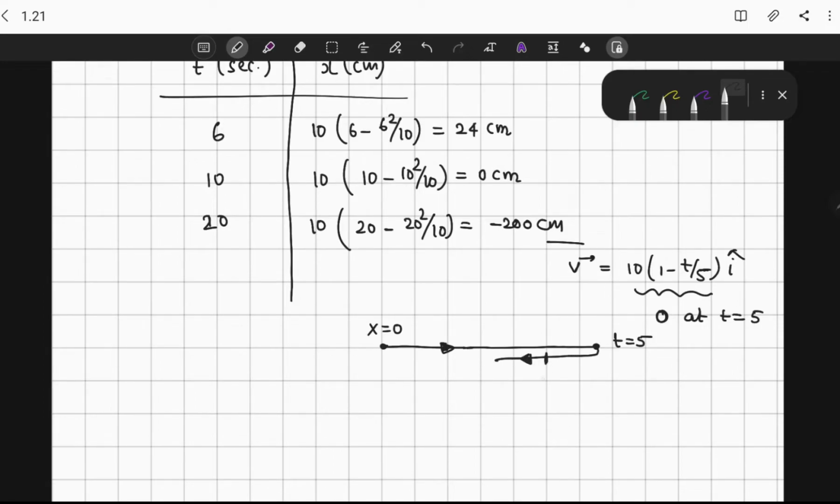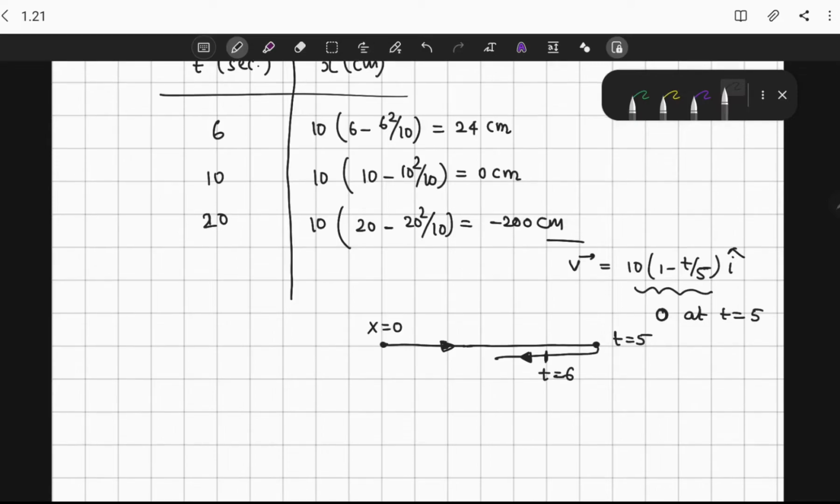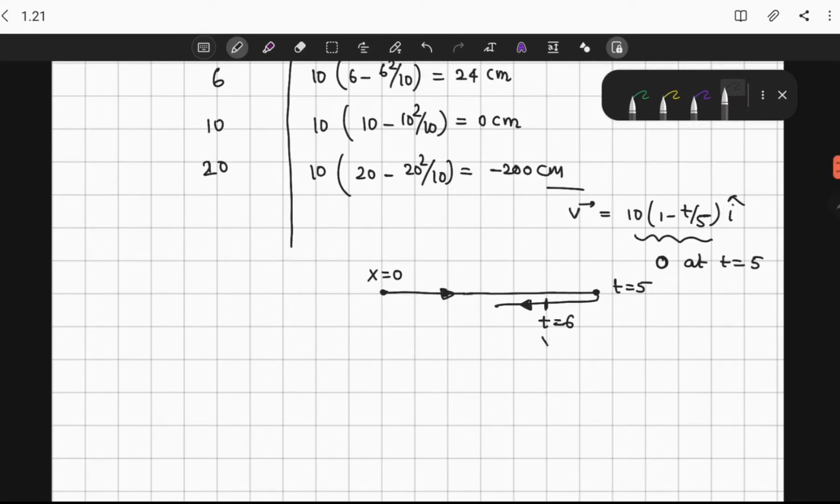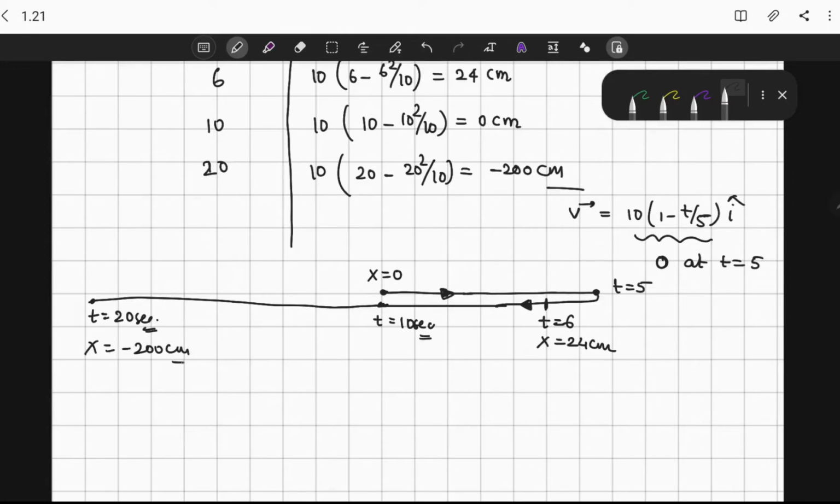At the time instant of t is equal to 6 seconds, it will be at the position of x is equal to 24 centimeter, and at the time instant of t is equal to 10 seconds, it will reach its initial position, and then at the time instant of t is equal to 20 seconds, it will reach the position of minus 200 centimeter.